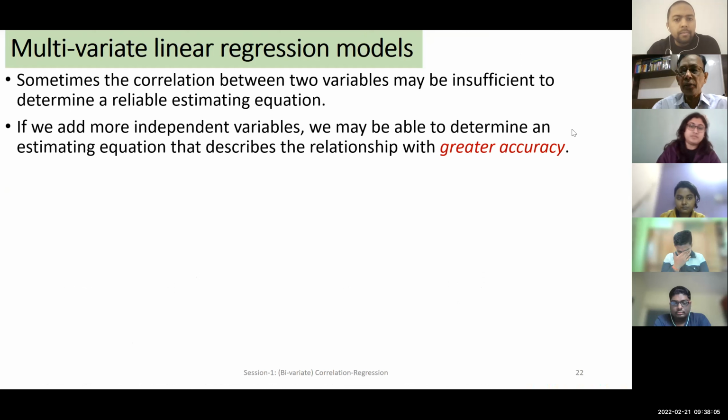What is the meaning of greater accuracy, Ashwini? Then here, don't waste time. If you do not have answers, pass. More accurate, sir. Then Anu. Sir, the prediction will be more accurate. I mean, determining the Y value will be more accurate.